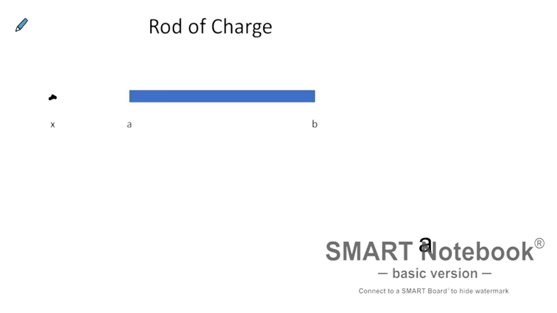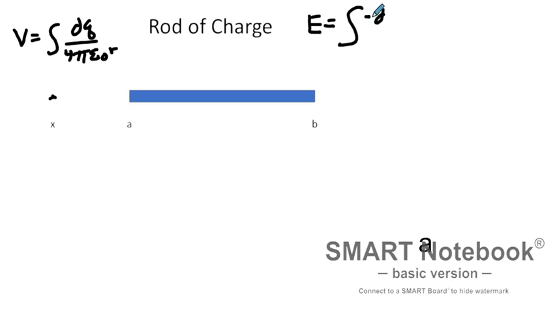So our driving integral for voltage was equal to the integral of dq over 4 pi epsilon naught r. Well, the driving integral for electric field would be the derivative of voltage. So what would that equal? Well, the derivative of this equation is then going to be, we're going to take the integral of negative dq over 4 pi epsilon naught r squared. So if I take the derivative of this, that equals this right here. So this becomes our driving integral for electric field. So there's our first difference when we're calculating electric field versus voltage.